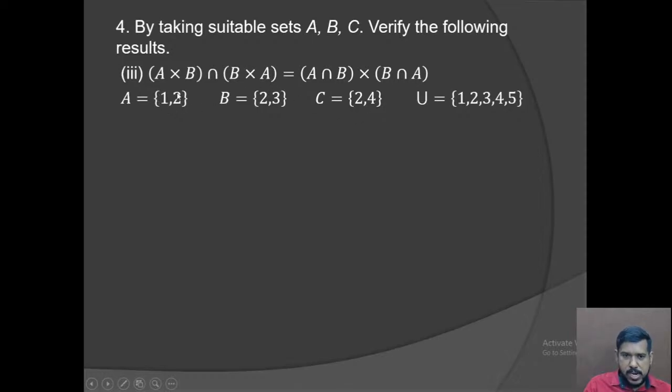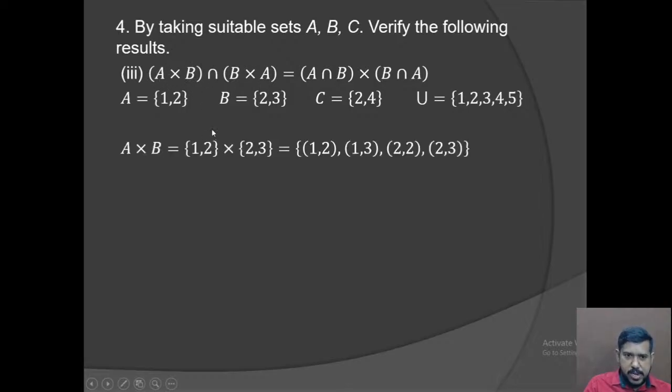So I have taken A as 1, 2. So 1 element should be common also. 2 is also taken in B: 2, 3, and in C also I have taken 2. Even if you didn't take a common element, no problem. But if you take a common element, you can do the problem very easily, right? Okay. Now first we have to find what? A cross B, Cartesian product. So A cross B means what? Set of 1, 2 cross set of 2, 3.